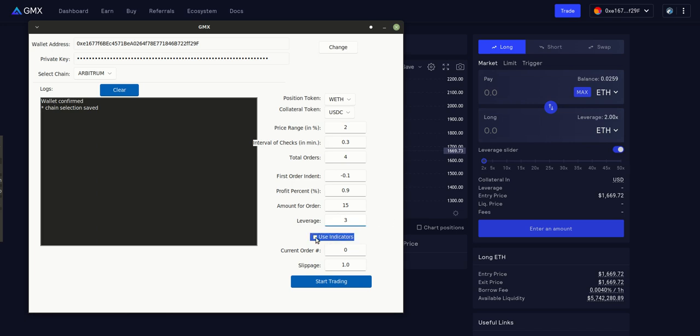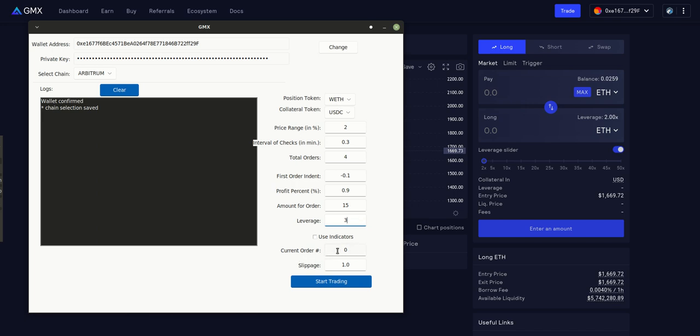This is the AI feature. If I select it, then it's going to check the market and basically recommend if I should increase the range, if I should increase the total orders, if the profit percentage is correct, or if you should go long or short. I'm going to disable that for demo purposes, because if it tells me to go short, then it doesn't turn on because my settings are long. But I want to show you anyways.